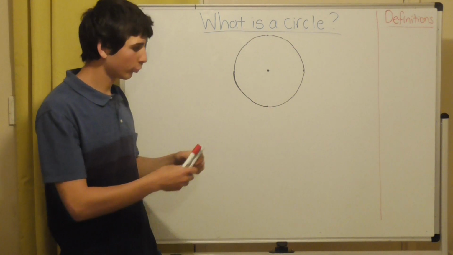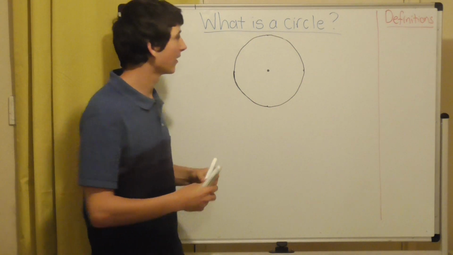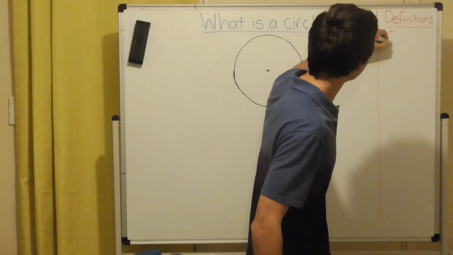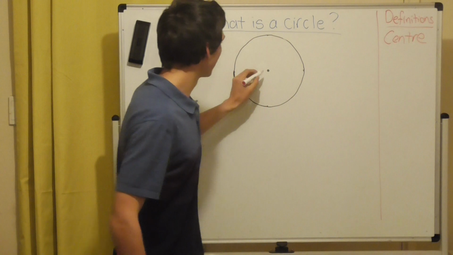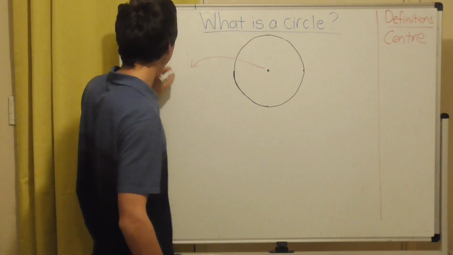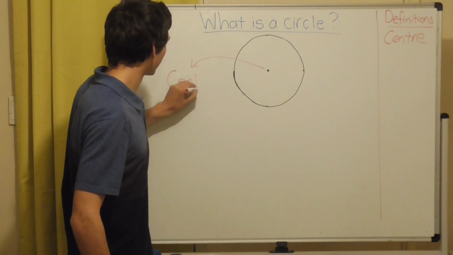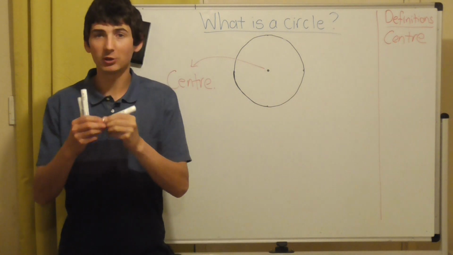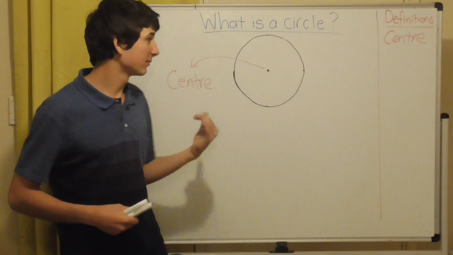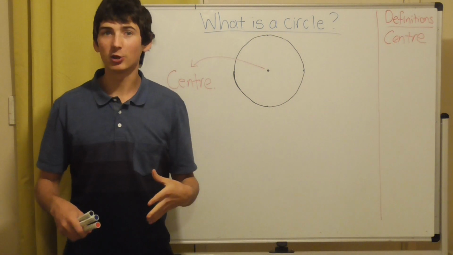So we have to, first of all, give a name to this point. This point here is the centre of our circle. Now, the reason we call it the centre is because centre means middle. It's in the middle of the circle.